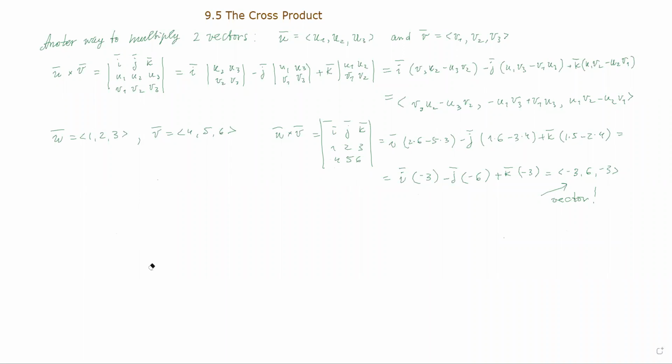Interesting facts about the cross product. Let me put that over here. Interesting facts.